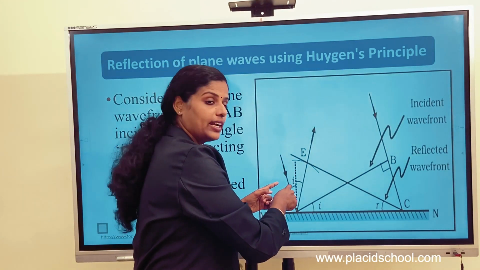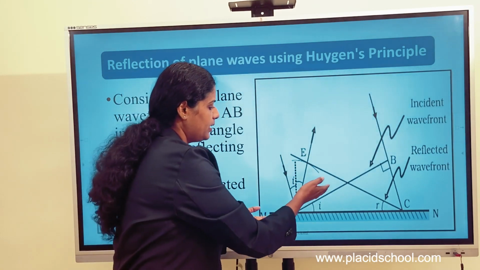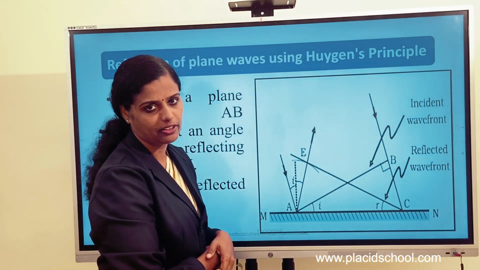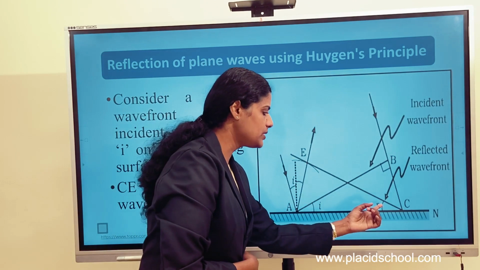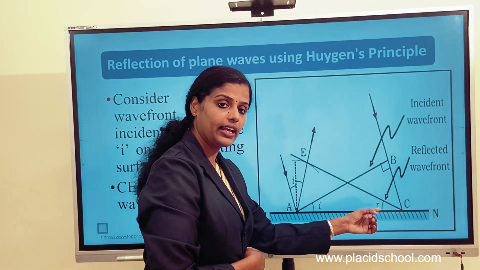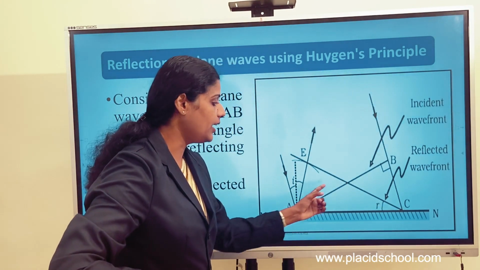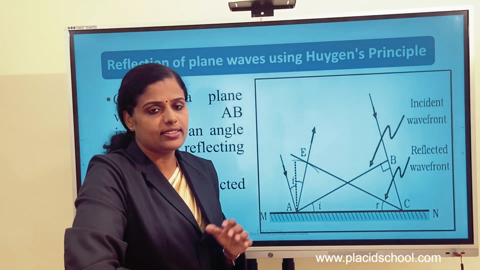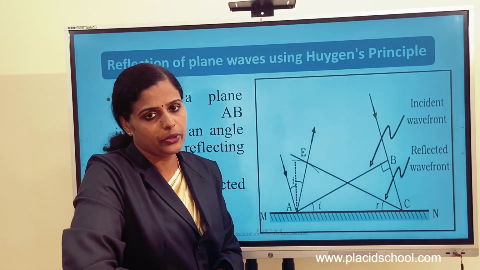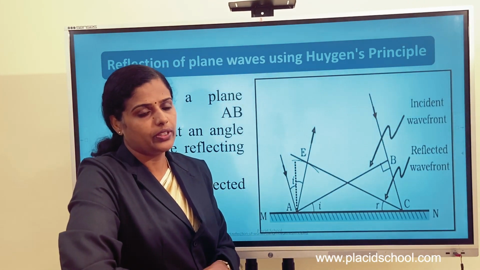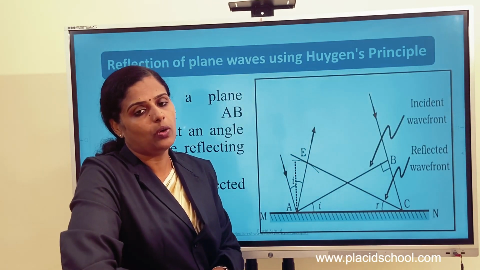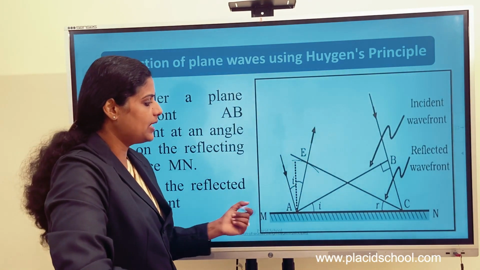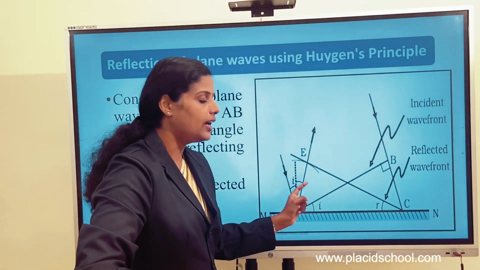The incident ray makes an angle I with the normal, or we can say the incident plane wavefront makes an angle I with the reflecting surface. Then we suppose the reflected wavefront makes an angle R. We have to prove I equal to R, because according to the law of reflection, the angle of incidence should be equal to the angle of reflection, and also the incident ray, reflected ray and the normal all lie on the same plane. We have to prove the law of reflection here. So we suppose that this is R and we have to prove that I equal to R.